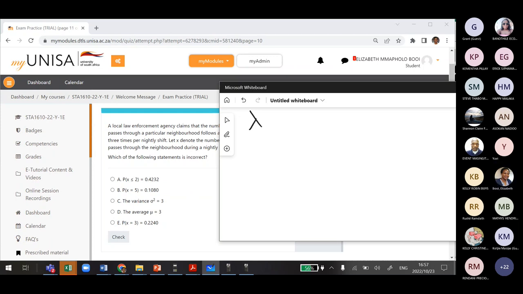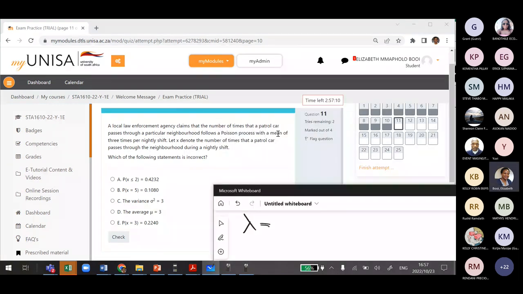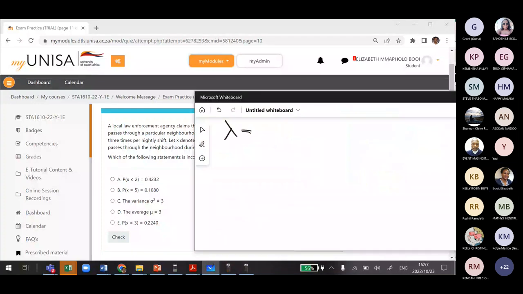and E. So our lambda from the data, it says it's 3. It's given to you. The mean, the lambda, is 3, which is the same as your variance and so on. I'm going to put it that way.